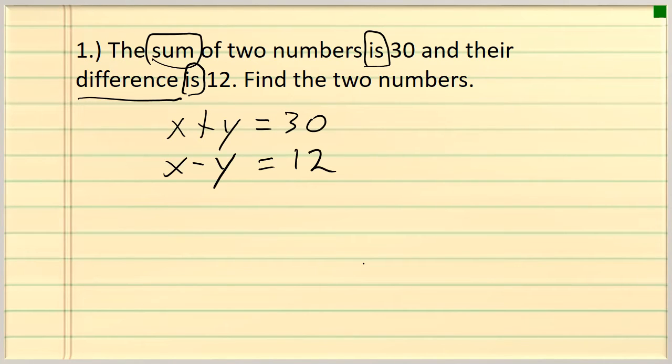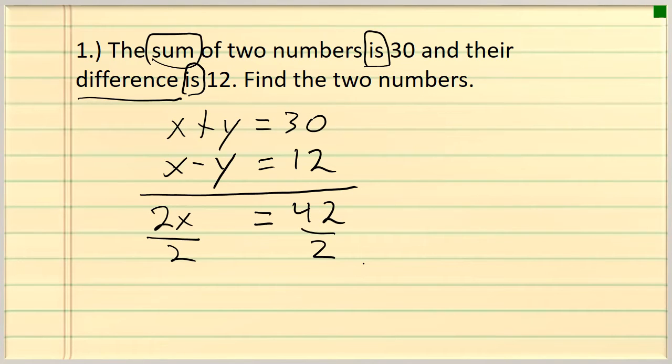Now, I prefer elimination. You might prefer substitution. You can do it either way. I always add. I never subtract equations. I always add. X plus X is 2X. Y plus negative Y is 0. I don't need to write 0. I bring down the equal sign. 30 plus 12 is 42. Divide both sides by 2, and X is equal to 21.